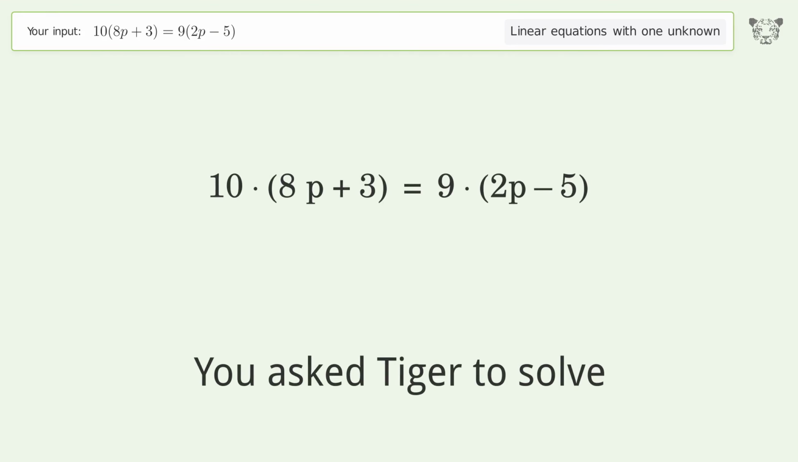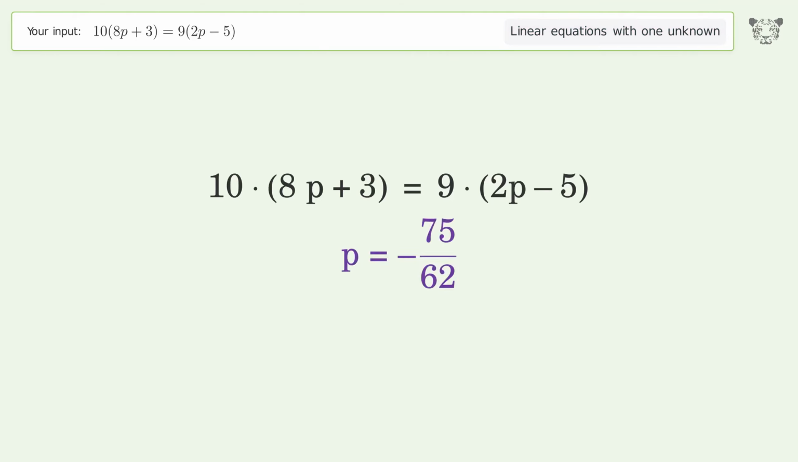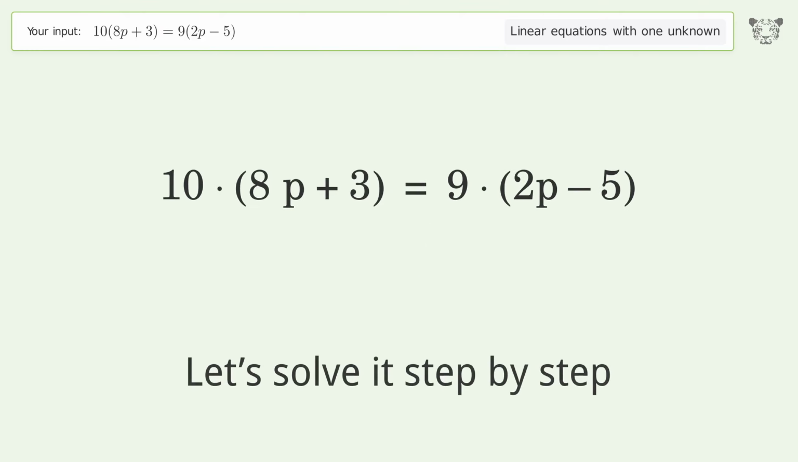You asked to solve this, which deals with linear equations with one unknown. The final result is p equals -75/62. Let's solve it step by step.